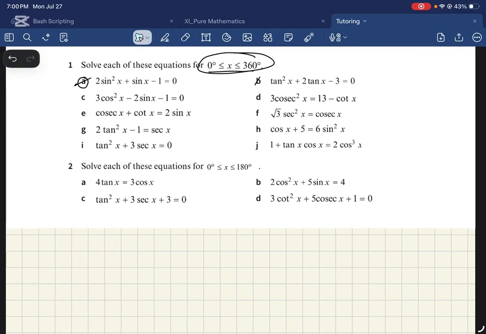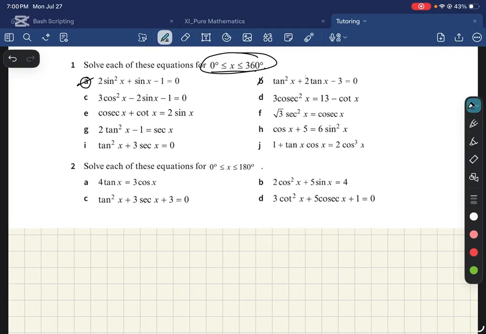Let's solve question B, part B. You can set tan x to be u, and go on about it like that.